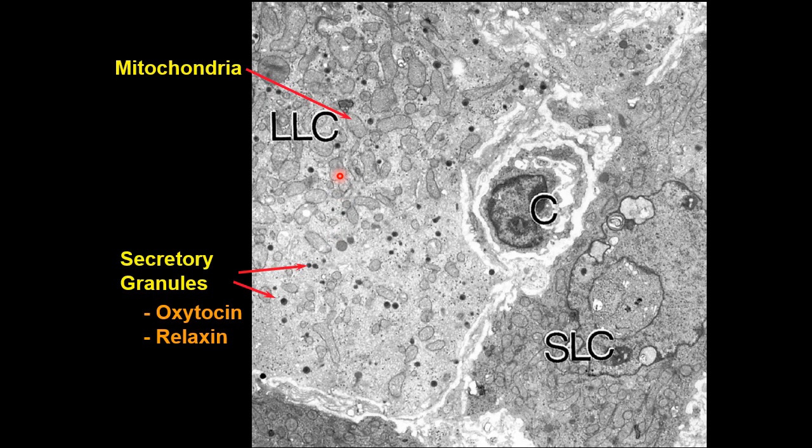This is a closer look at the large luteal cell and the small luteal cell. There are mitochondria associated with both the large luteal cells and the small luteal cells, because these structures are important for steroid production. In the synthesis of steroid hormones, we first have to convert cholesterol to pregnenolone in the mitochondria. Another structure found is the black dots, which are the secretory granules, and these contain either oxytocin or relaxin, but not both. Relaxin is important in parturition, while oxytocin is important in the regression of the corpus luteum.